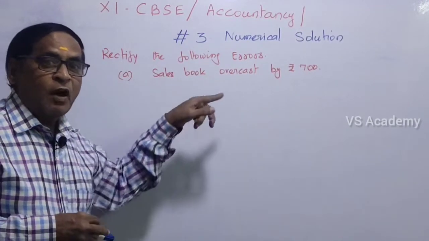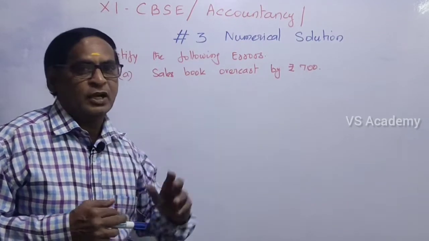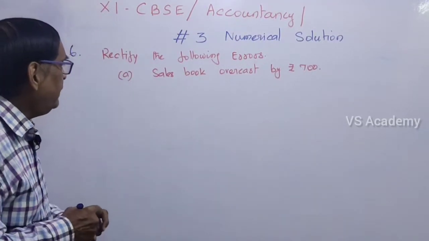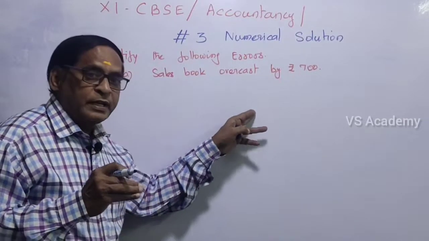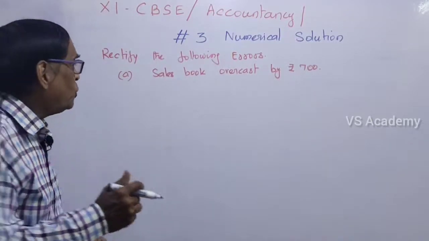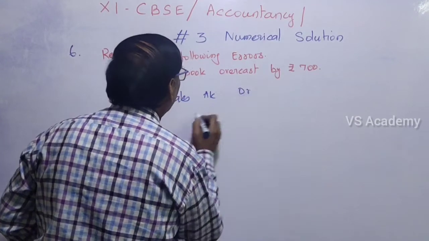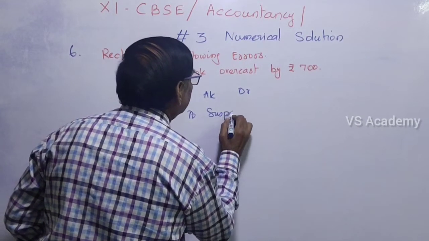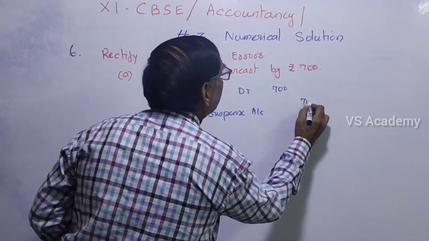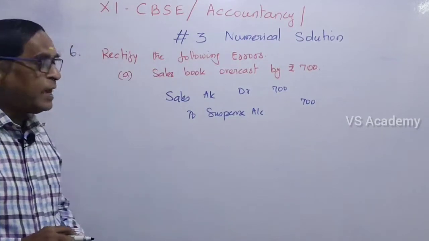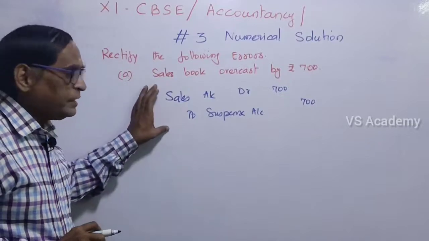So if it is after trial balance, it will be adjusted in suspense account. So what will be the journal entry? Normally the sales account will be credit. It was already overcasted. Now we have to cancel. So sales account should be debit to suspense account, rupees 700. So sales book overcast by 700 has been rectified now. This is a journal entry.